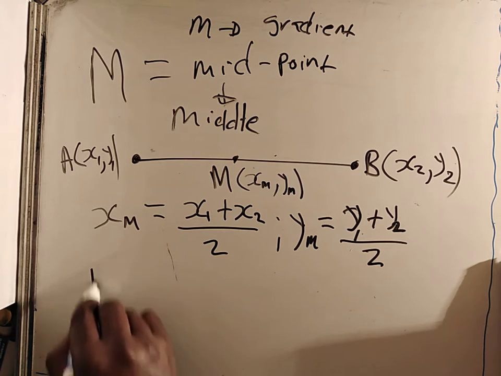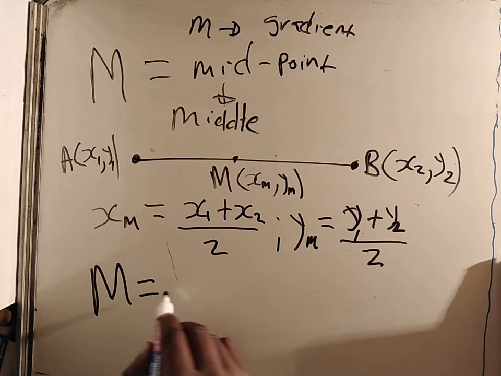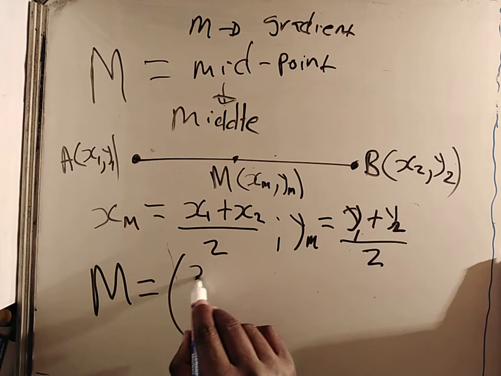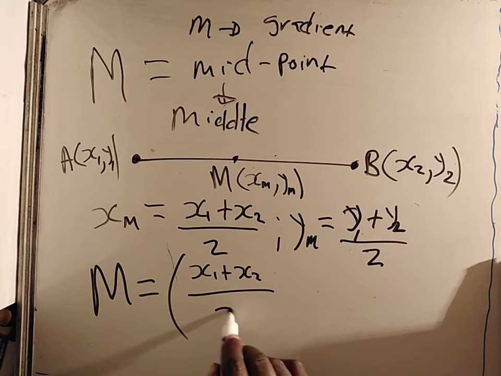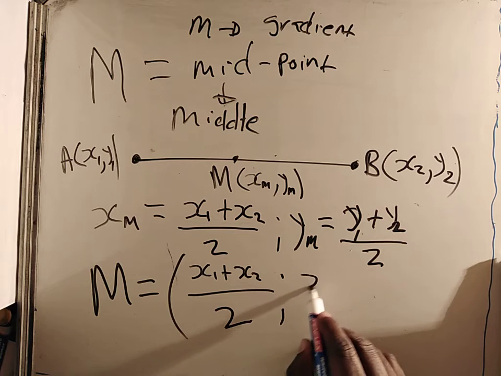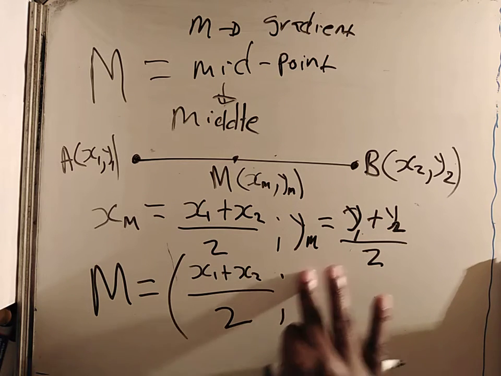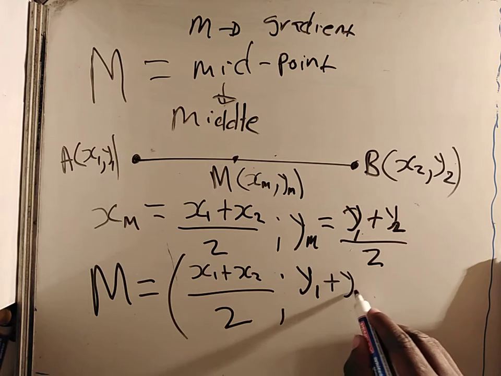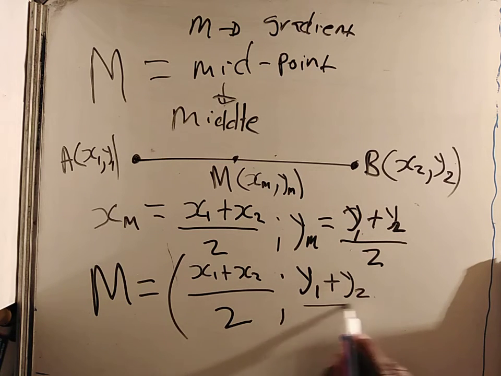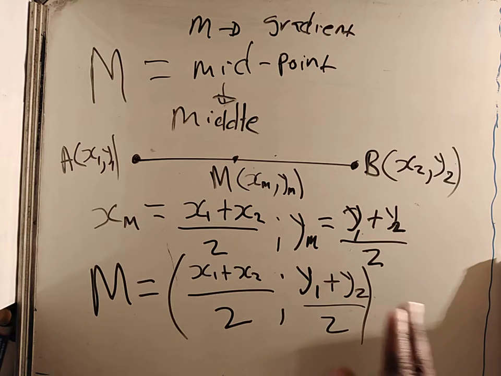If you combine these two together, you will have M, which is x1 plus x2 all divided by 2, and then y1 plus y2, all divided by 2. Okay, now this is a midpoint. So this is basically how to calculate the midpoint.